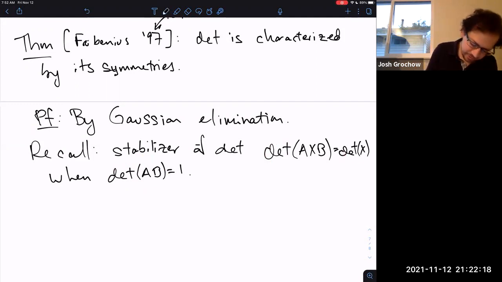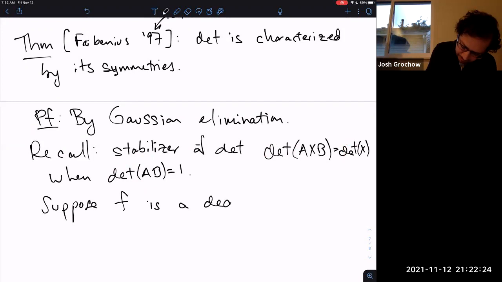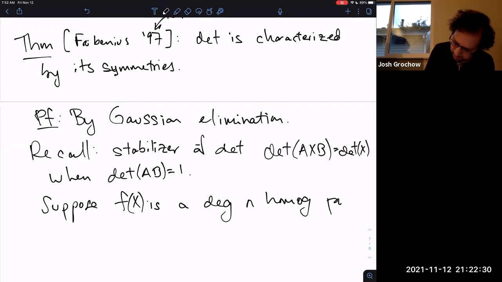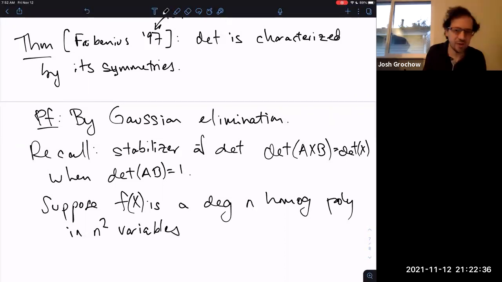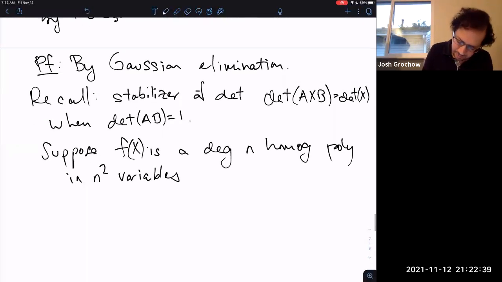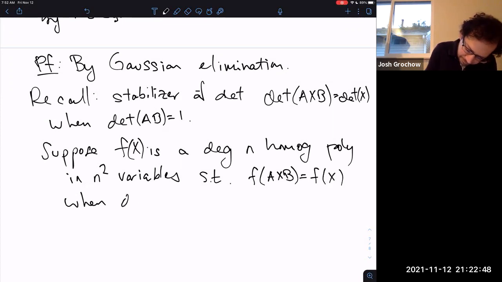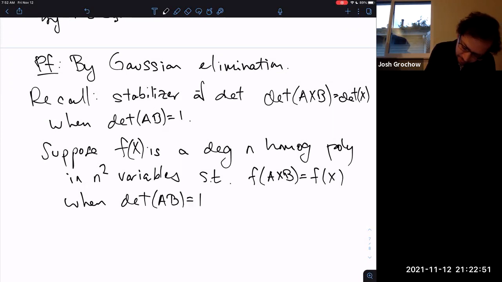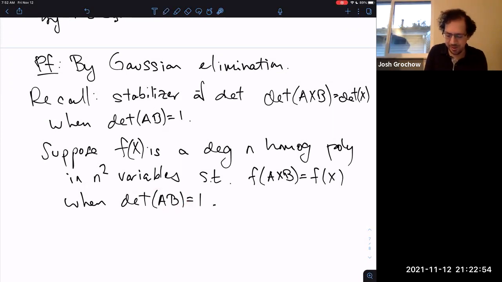So now what we want to say is, suppose f is a degree n homogeneous polynomial in n squared variables, so it's in the same vector space that we're living in, such that f(AXB) equals f(X) when, and now it's still det here, det(AB) is 1. Because again, this is in the definition of the stabilizer; we're using it as a shorthand to describe what the stabilizer group is.